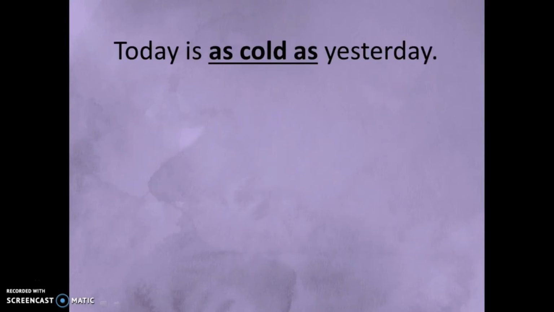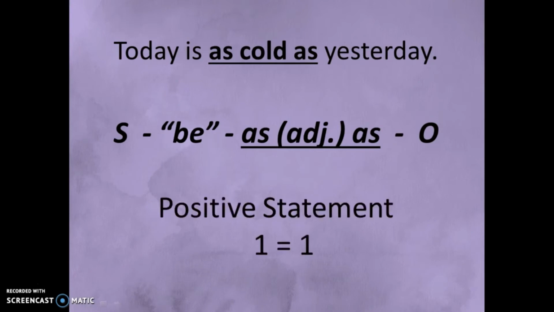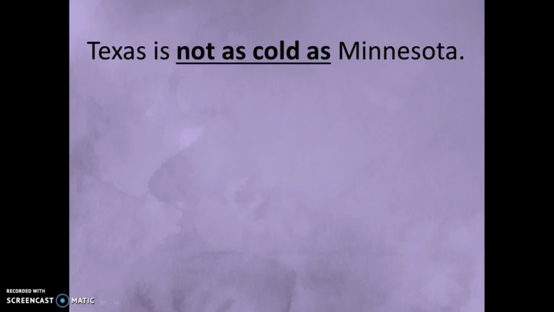So, looking at our example sentence again, we have today is as cold as yesterday. So again, we have our subject, our be verb, our as adjective as combination, and then we have our object. This can be known as a positive statement. In this sentence, it's like we're saying two things are equal. Today is as cold as yesterday. It means that they are the same temperature. So it's like I'm saying 1 equals 1.